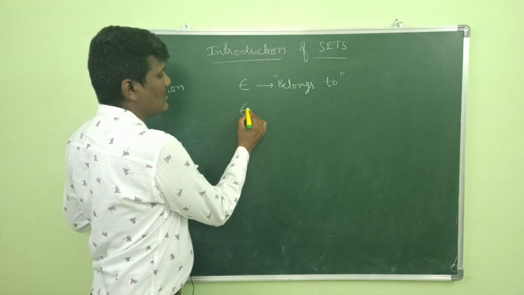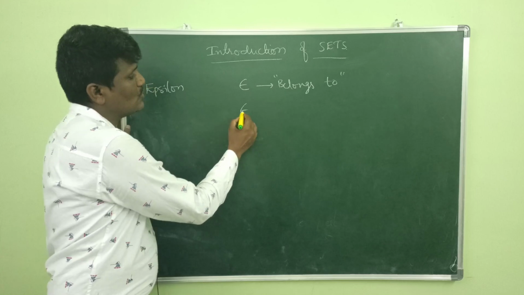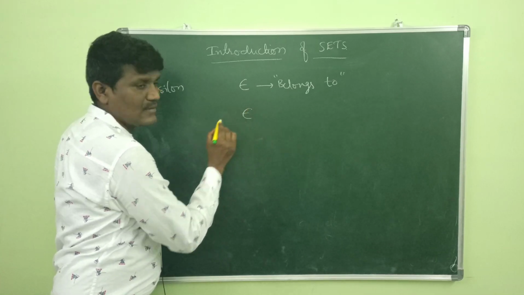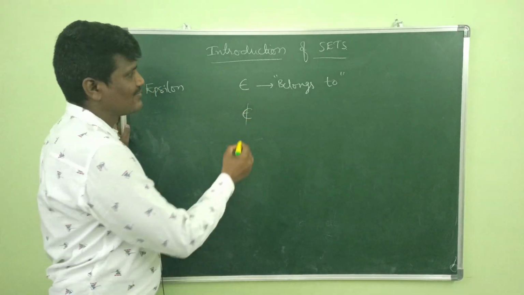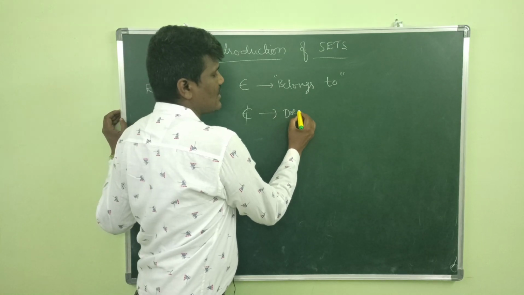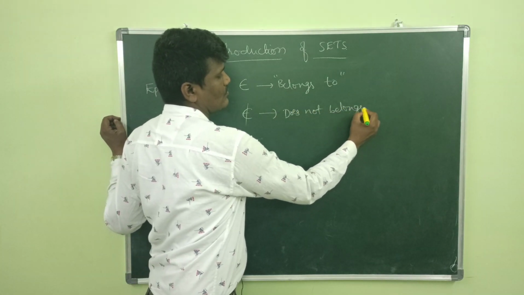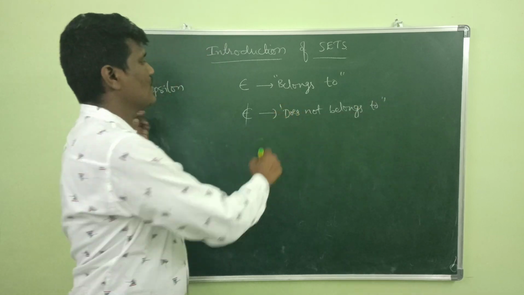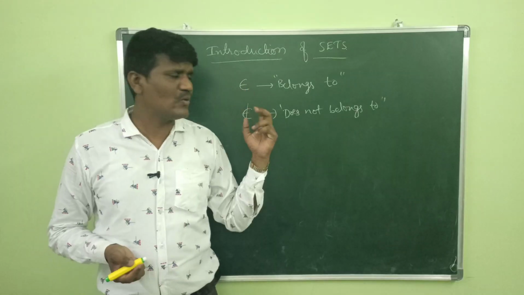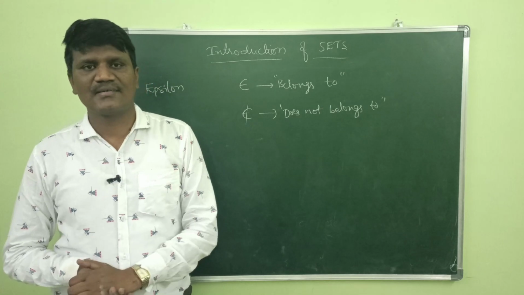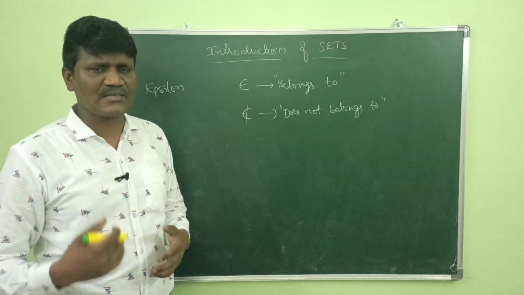And this is the symbol; if not belongs to, write E and cut it. This will be does not belong to. So this symbol we will use for belongs to, and this symbol we will use for does not belong to. Let us see one example.